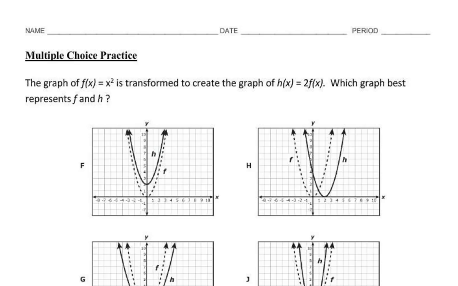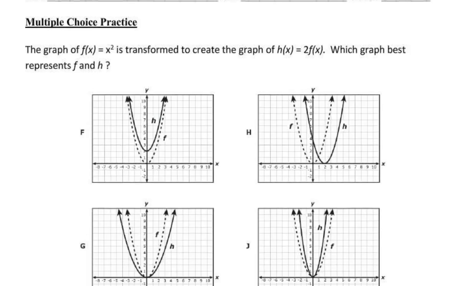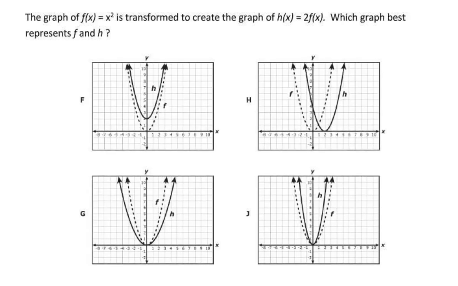There's just 2 questions there. These are from a STAR test. They're kind of tricky, but actually really not that bad when we go over them. So it says here, the graph of f of x, remember f of x just means y equals, so don't let that freak you out, equals x squared is transformed to create the graph h of x equals 2 times f of x. This right here will make kids get kind of like, I have no idea what's happening. But I will explain it to you. Which graph best represents f and h?